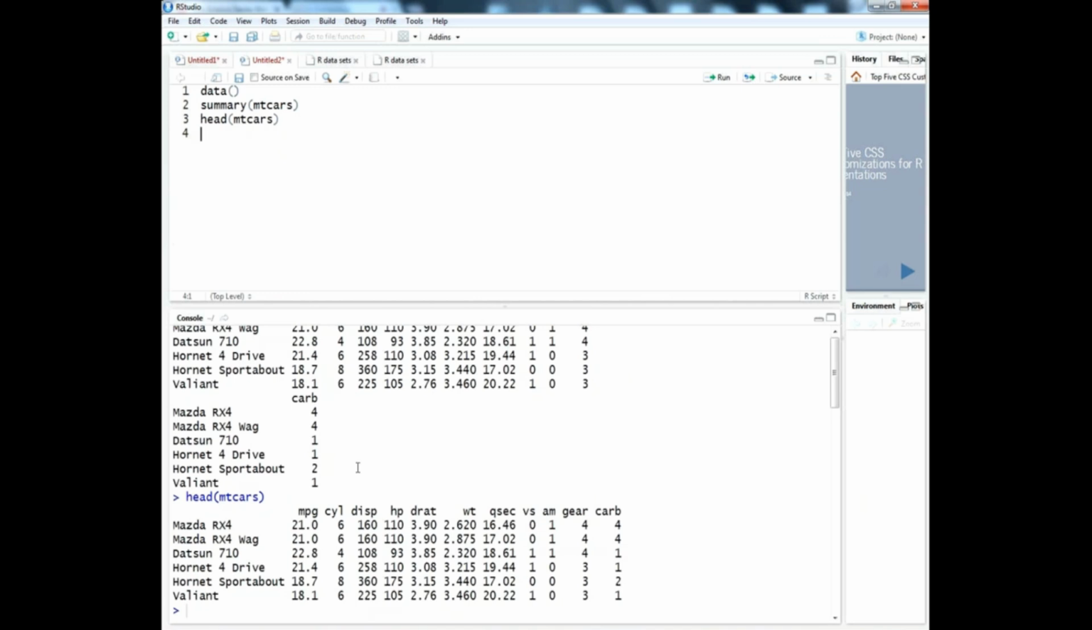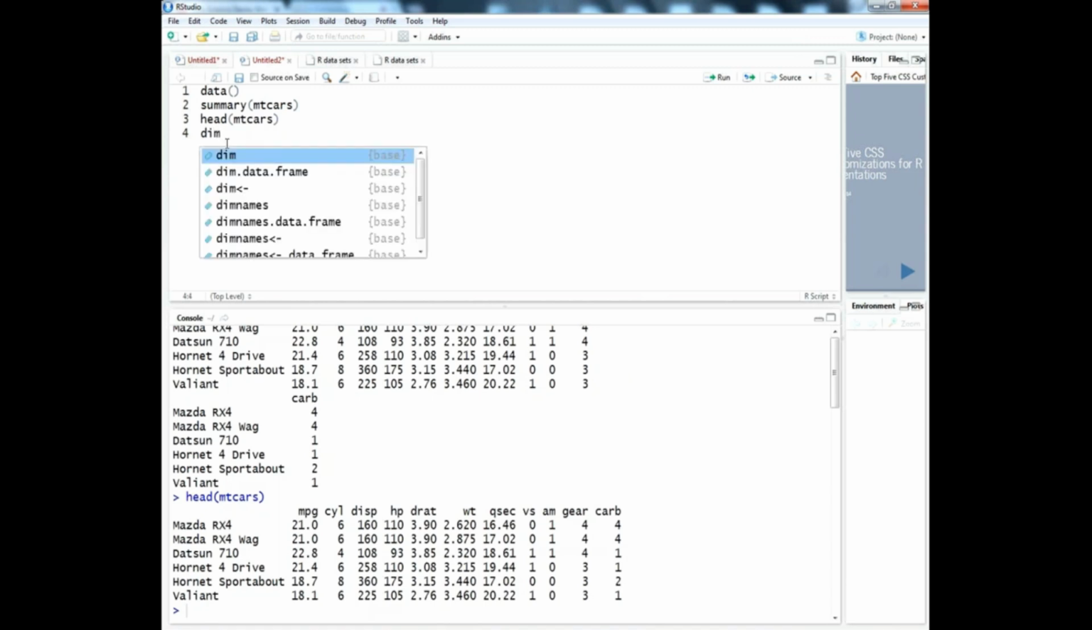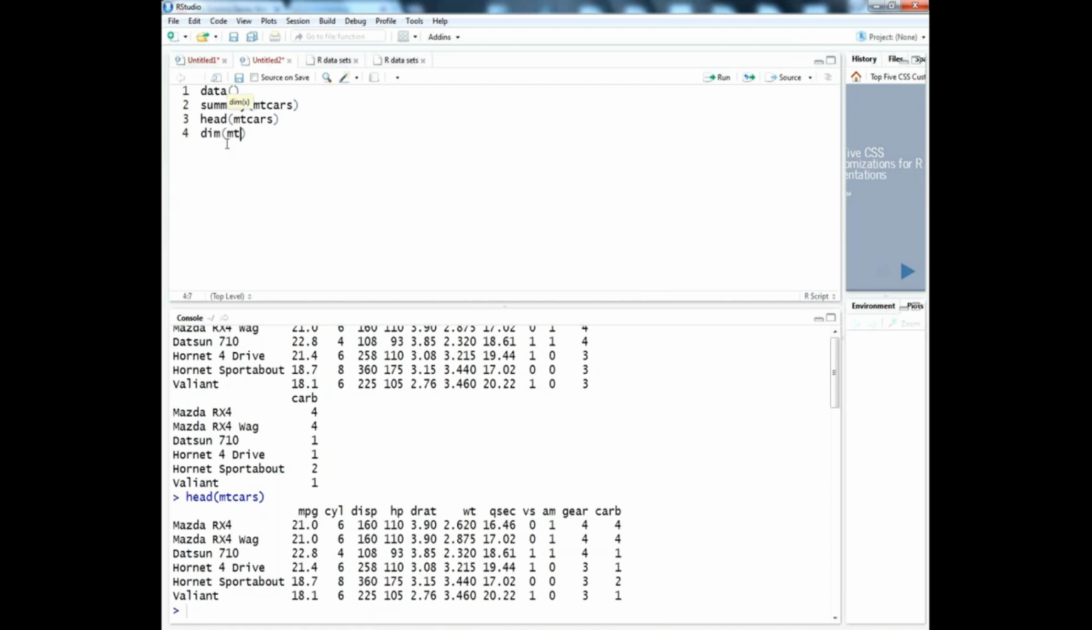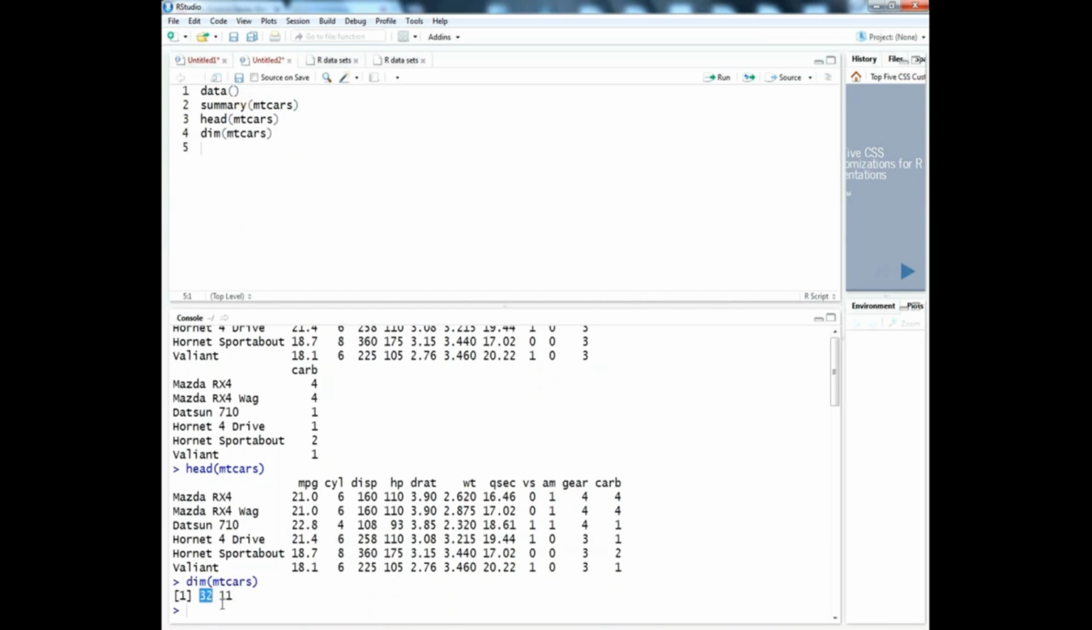For example, I want to find out how many columns there are for this data set. There is one function called dim. Then you can see there are 32 observations and 11 variables. 32 observations means 32 car models, and 11 features means for each car, what the features are, and all those things.